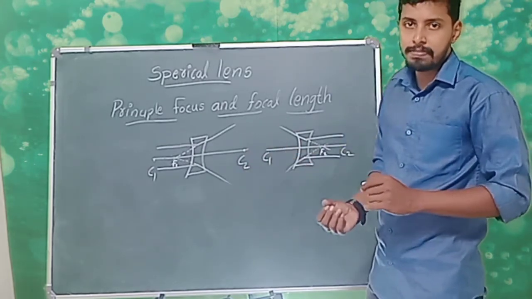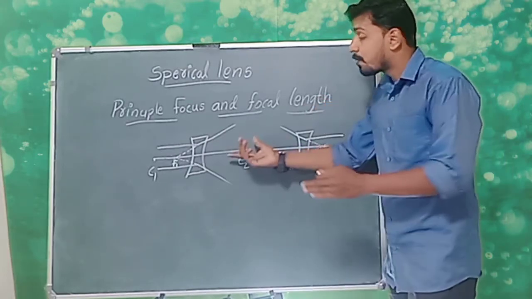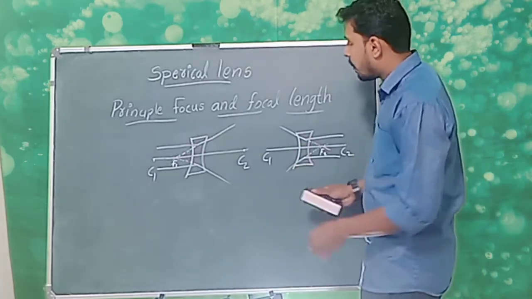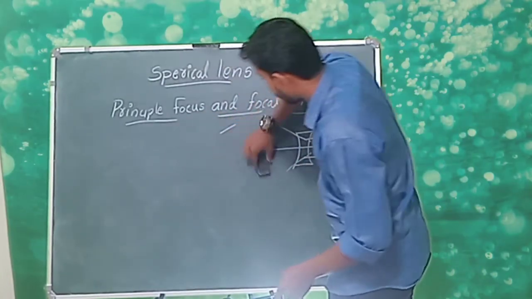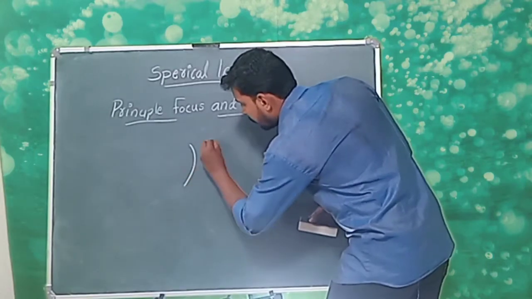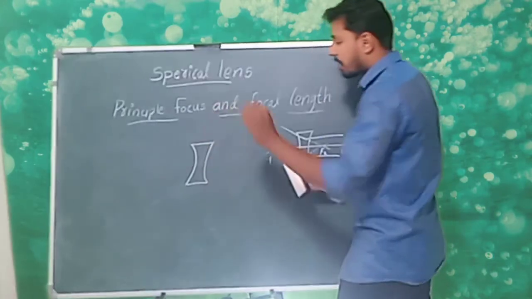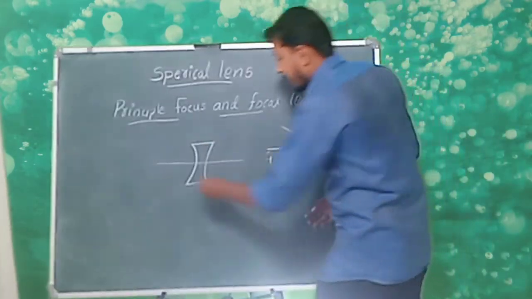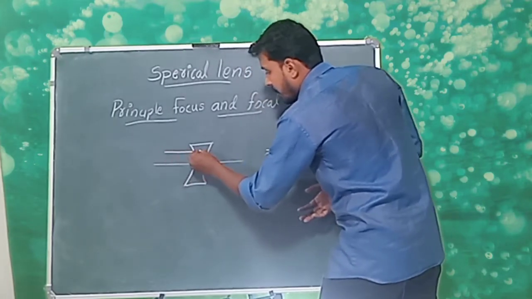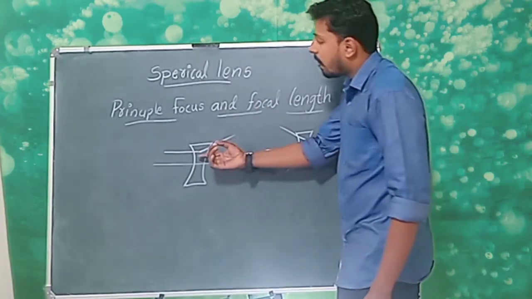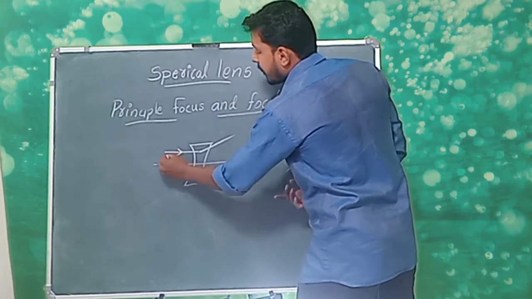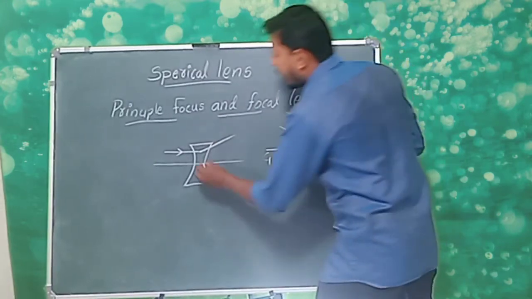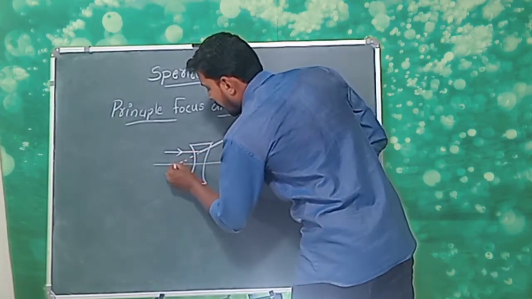What are the rules here? Consider a concave lens and a principal axis. The first one we already knew: the parallel light ray will diverge, and the imaginary line will be focused at the focus of that lens. It will intersect at the focus of the concave lens.